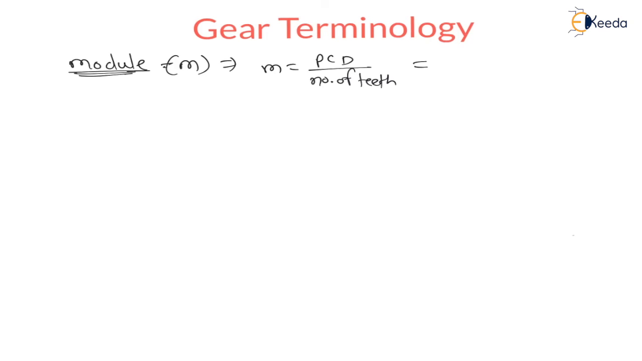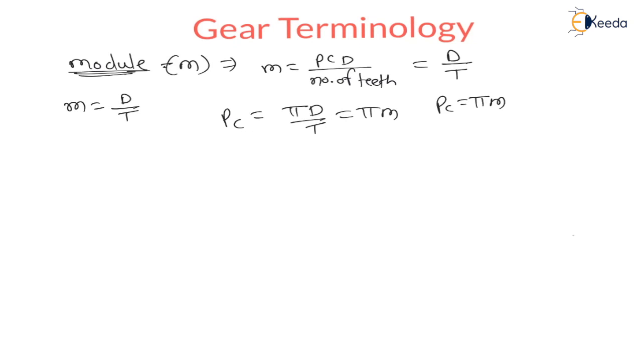Next definition is module, which is also a very important parameter in gears. Module is represented by m. It is the ratio of pitch circle diameter to number of teeth, that is pitch circle diameter divided by number of teeth. Therefore module is equal to pitch circle diameter divided by number of teeth, and circular pitch is pi d divided by t, which is nothing but pi times m. Therefore circular pitch is pi m, right? This is very important, my dear students.